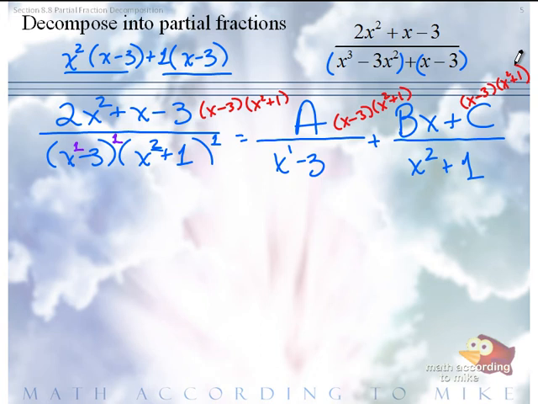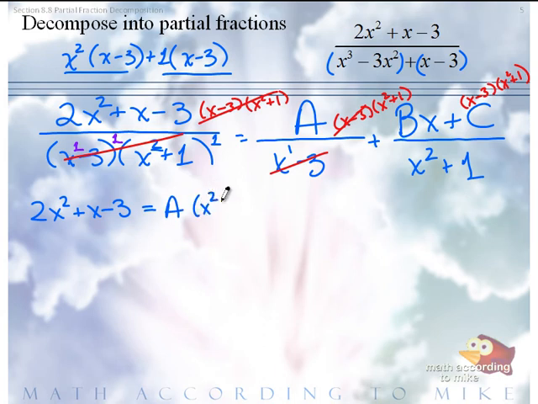So in the first fraction, everything cancels as we need it to be. We just get the numerator. Second fraction, the x minus 3's cancel. We are left with a times x squared plus 1, plus. The third fraction, the x squared plus 1's cancel. Now, be careful. What are we left with? And say it properly. The quantity of bx plus c, because we have more than one term, times x minus 3.